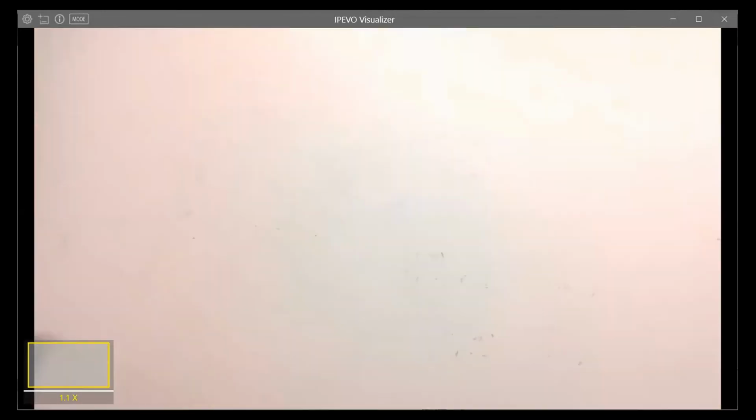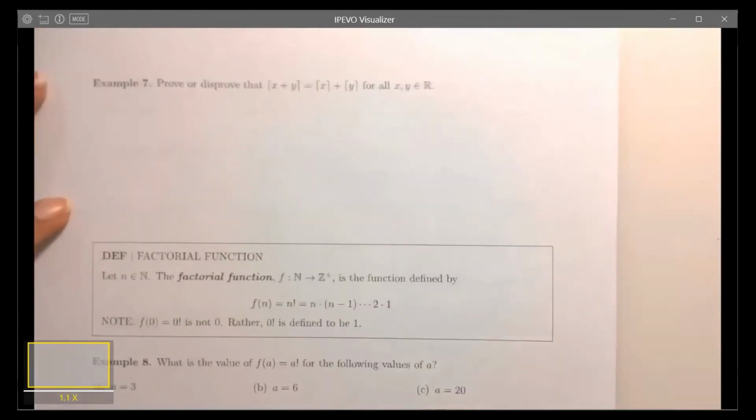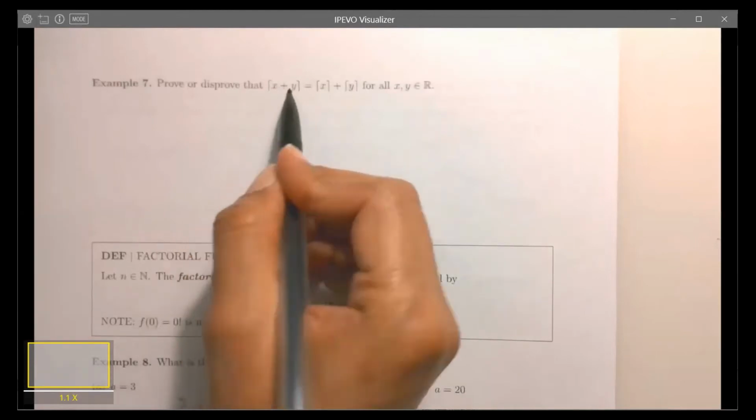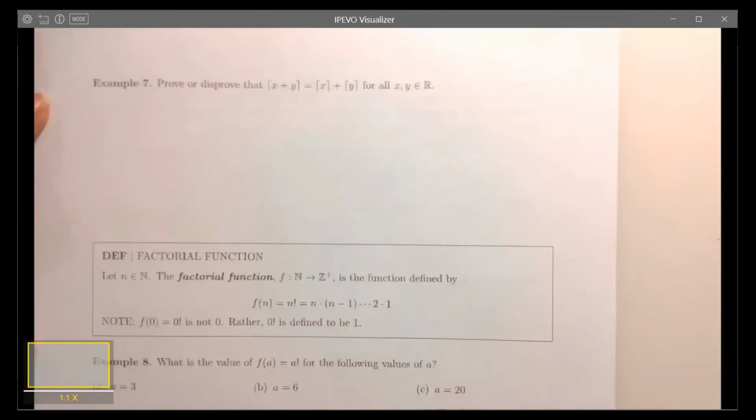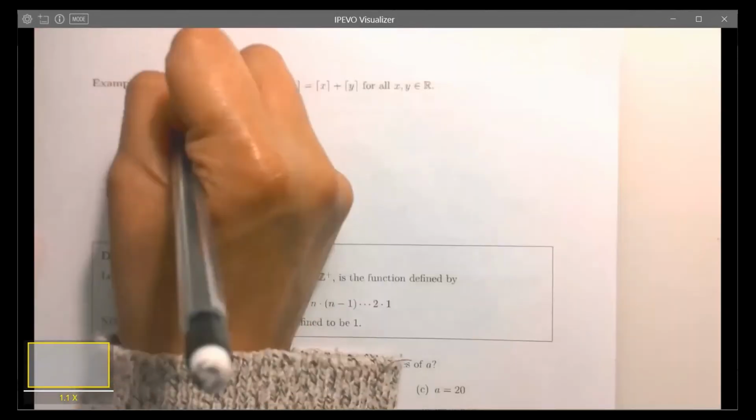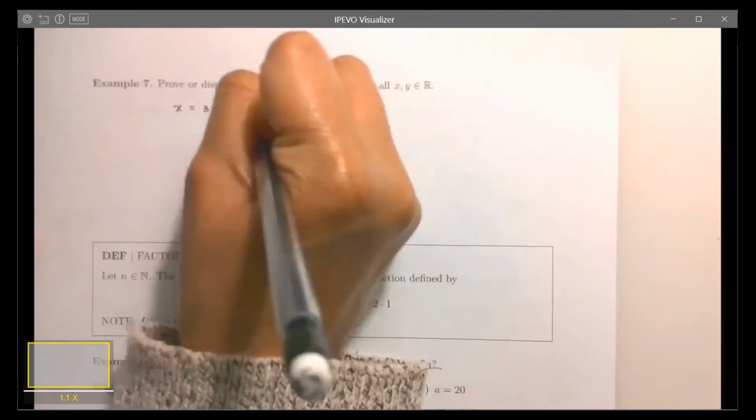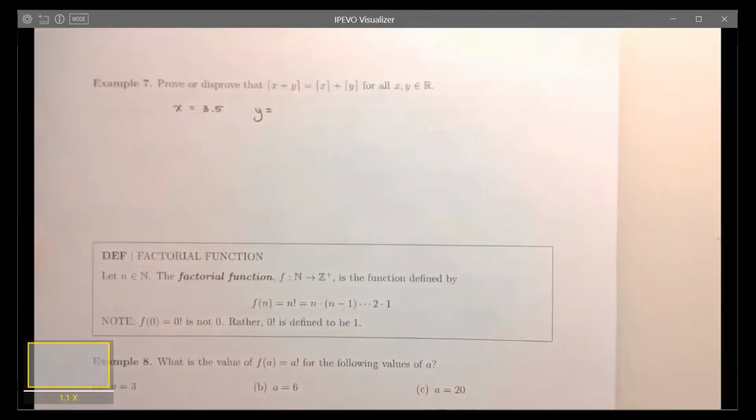We're going to skip over that one, as well as the next example. That one's also a proof, but actually that's short enough that I can complete it, because they ask us to prove or disprove that the ceiling of x plus y is equal to the ceiling of x plus the ceiling of y for any two real numbers. We can easily prove or disprove that by just considering some numbers. So consider maybe x equal to 3.5 and y equal to 1.5.